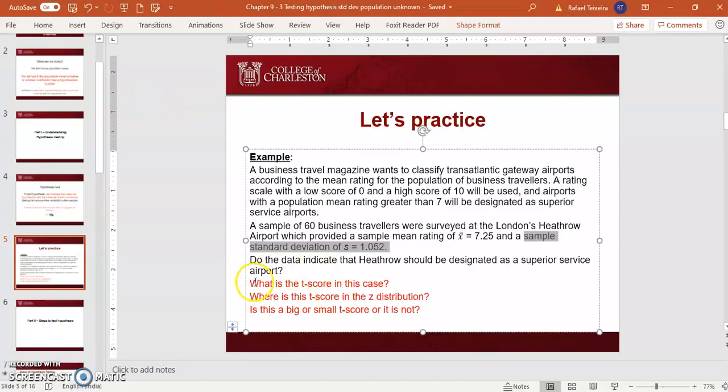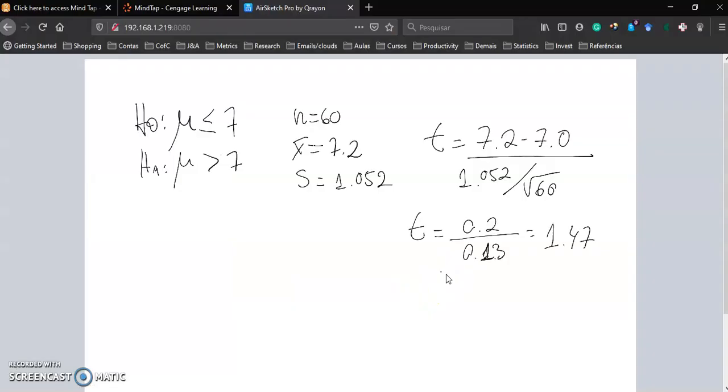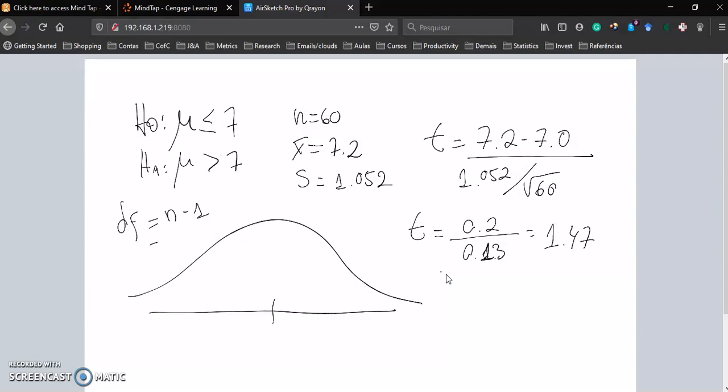So where is the t-score in the t-distribution? If we come here, then we have a t-distribution. This t-distribution has some degrees of freedom. Degrees of freedom is the sample size minus 1, which is 59.